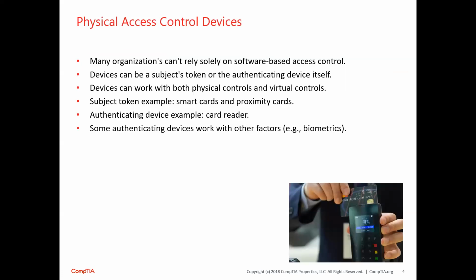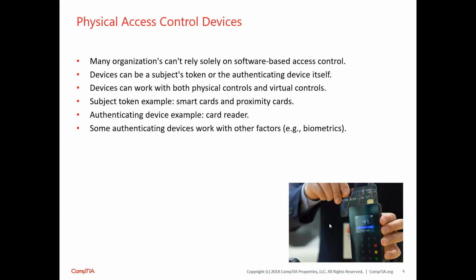So let's move on to physical access control. By the way, we have 2 different categories of access control. The first one is the physical access control, where you can provide the access control based on a specific device or devices. So many organizations cannot just rely solely on software-based access control. They might need to access a specific device or devices based on a token or by authenticating the device itself.